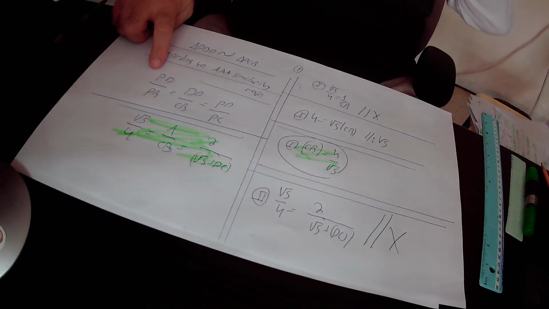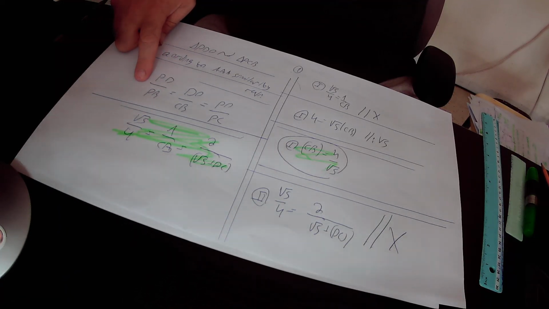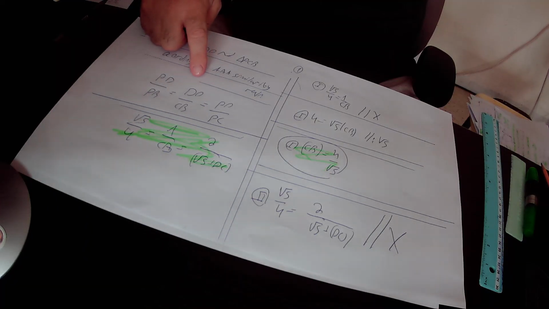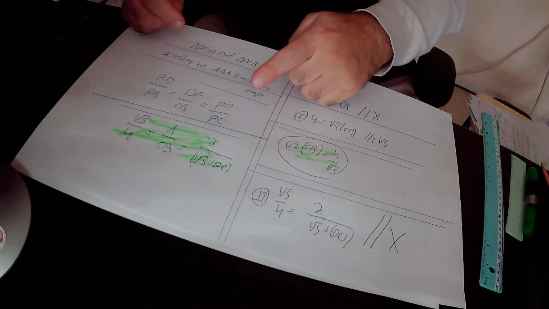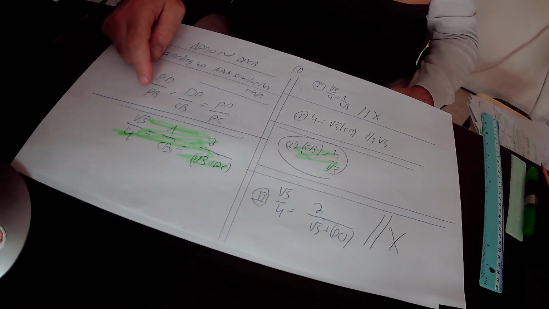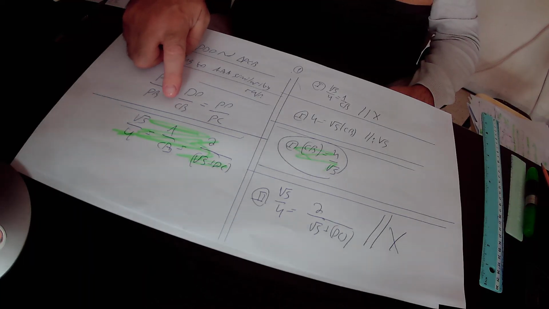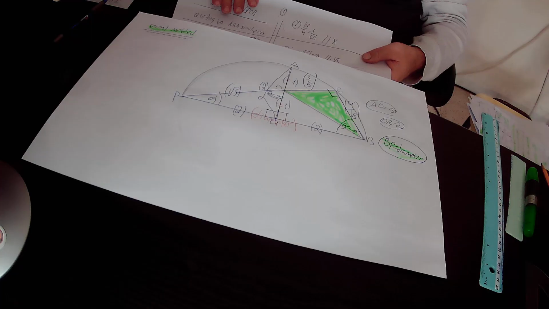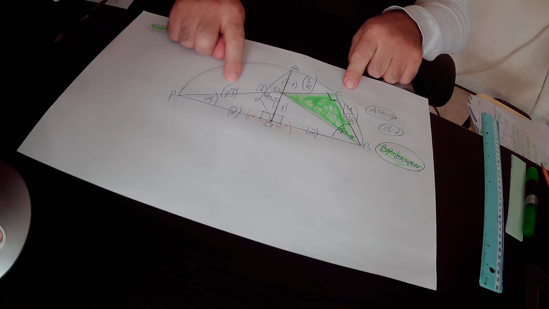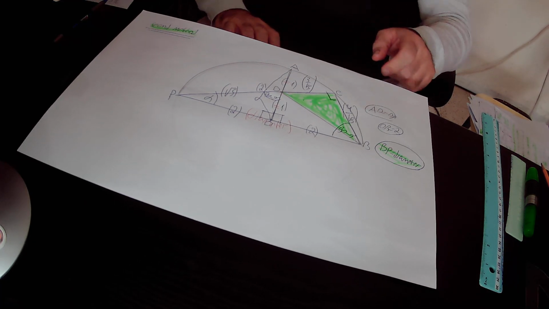We derive that side PD of the small right triangle PDO over side PB of the big right triangle PCB equals side DO of the small right triangle PDO over side CB of the big right triangle PCB, which equals side PO of the small right triangle PDO over side PC of the big right triangle PCB. PD is equal to the square root of 5, PB is 4, DO is 1, CB is the missing side, PO is 2, and PC in total equals the square root of 5 plus DC.